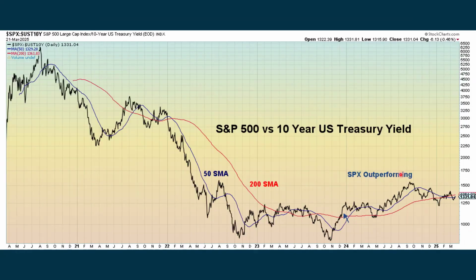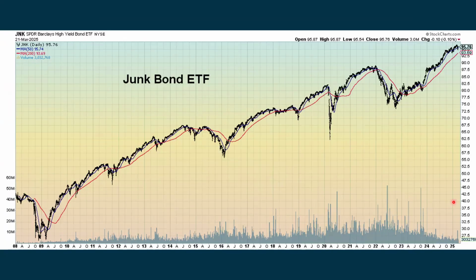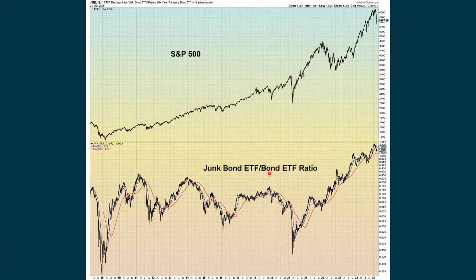Then we look at stocks versus the 10-year yield. Stocks are beginning to underperform on a trending basis. Junk bonds still holding up fairly well here. And then we look at junk bonds versus government bonds. This is holding up for the most part.